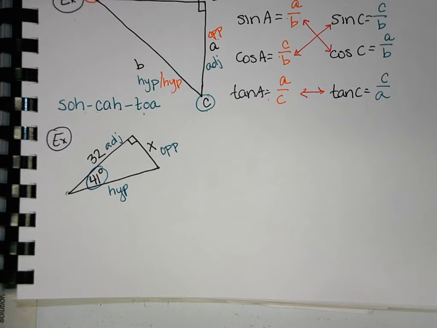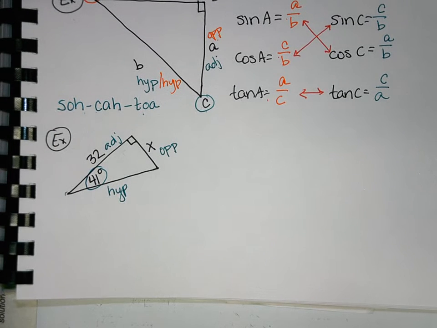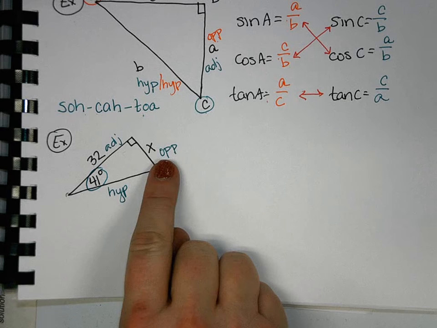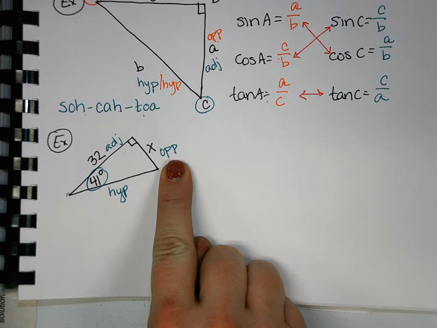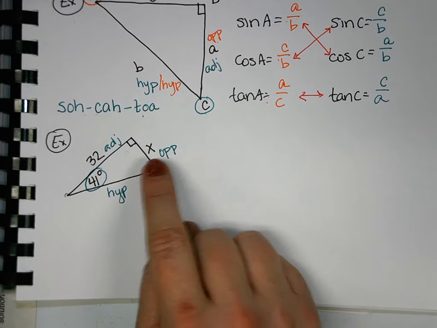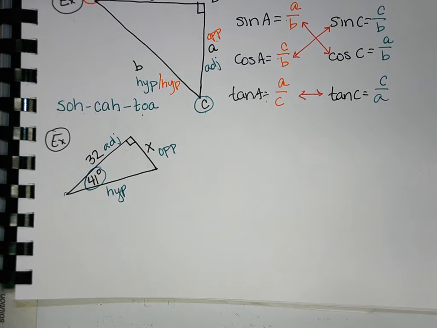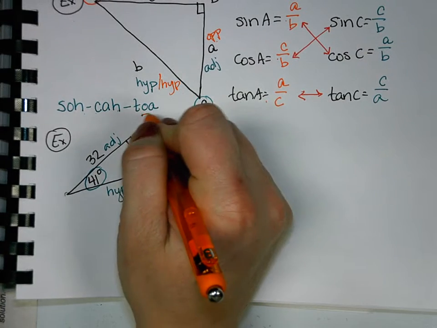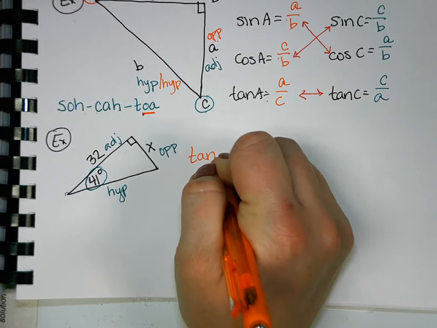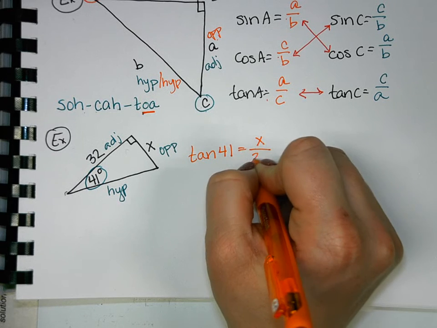So when you look at this and try to use our SOHCAHTOA to help us, which trig function are we going to use? When we look at 41 and what sides we know something about, the opposite side is x, and the adjacent side is 32. So which trig function uses opposite and adjacent? Opposite and adjacent, OA goes with tangent. So we're going to set up our equation: tangent of our angle 41 is equal to the opposite side divided by the adjacent side.